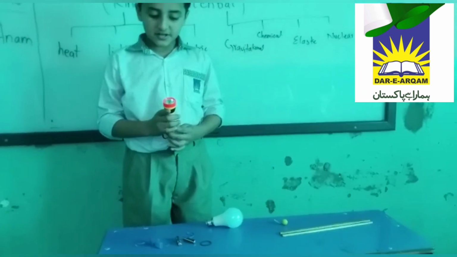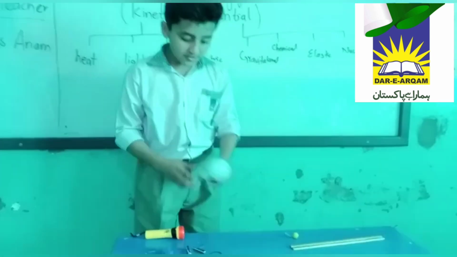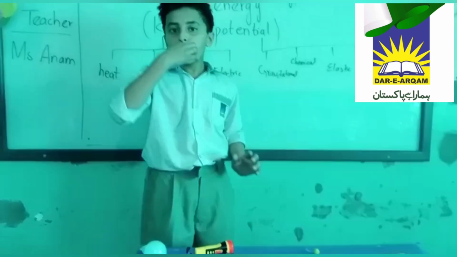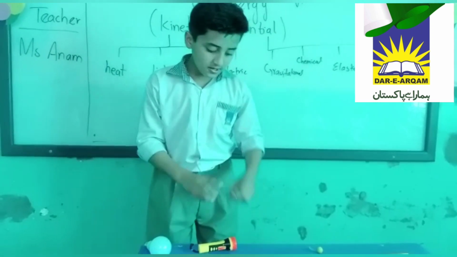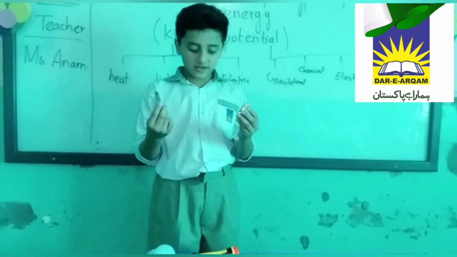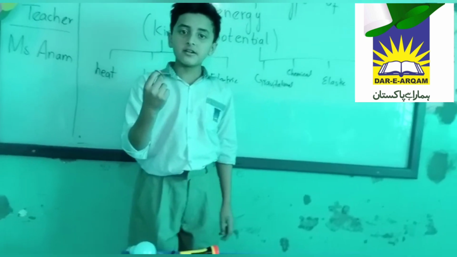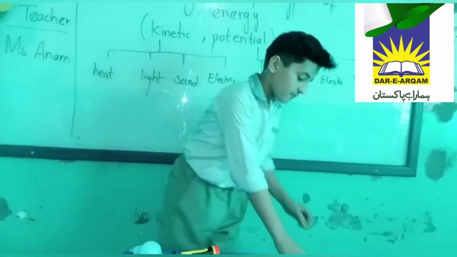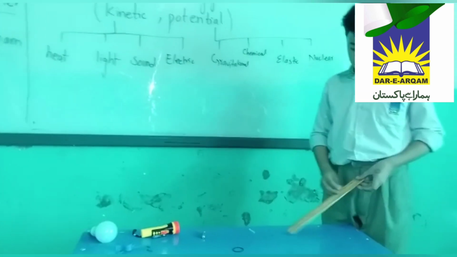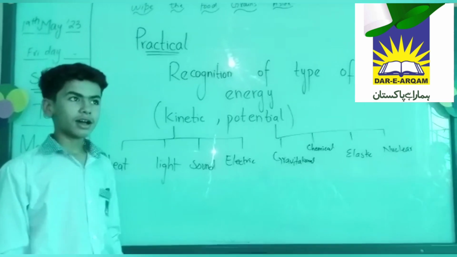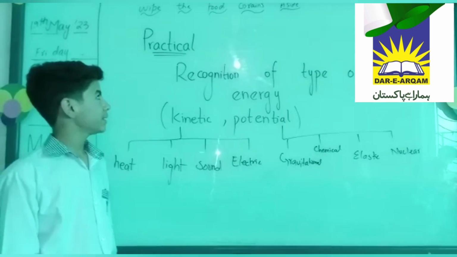It is a torch, it is light energy. It is a bulb and it is for electric energy. It is a whistle, it is for sound energy. These are cells, these are for chemical energy. It is a rubber band, it is for elastic energy. We have a scale and a ball. This is gravitational energy.